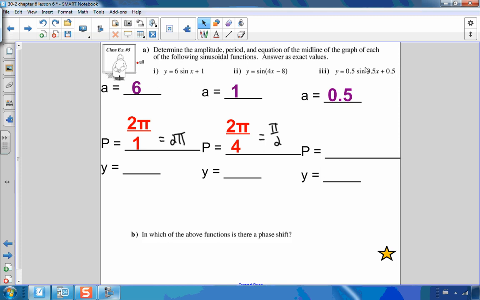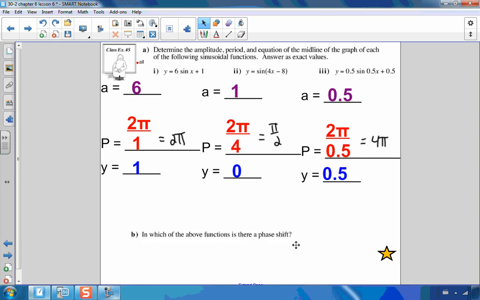And here the b value is 0.5. 2 pi divided by 0.5 means my period is 4 pi. And then lastly, we want to do the midline. So the midline is the equation y equals d. So d value of 1, y equals 1. No d value there, so y equals 0. And d value of 0.5.